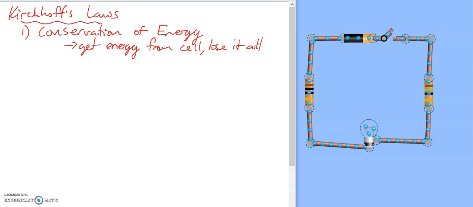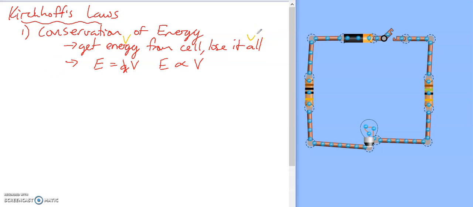Now we're going to customize this a little bit. When you did energy way back when with electric fields, energy was equal to Q times V. Now, all of the charges in electricity are the same. They're all electrons. So this Q actually cancels out. The amount of energy is directly proportional to the potential difference or voltage, so you can use them interchangeably. Not only can you say you get energy from the cell and lose all of it, you can also reword it and say you get voltage from the cell and you have to lose all of that voltage when you go around. And that's how we typically measure it.